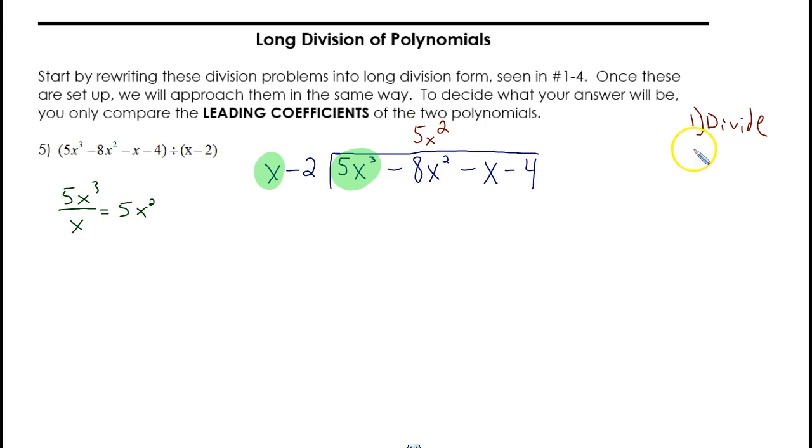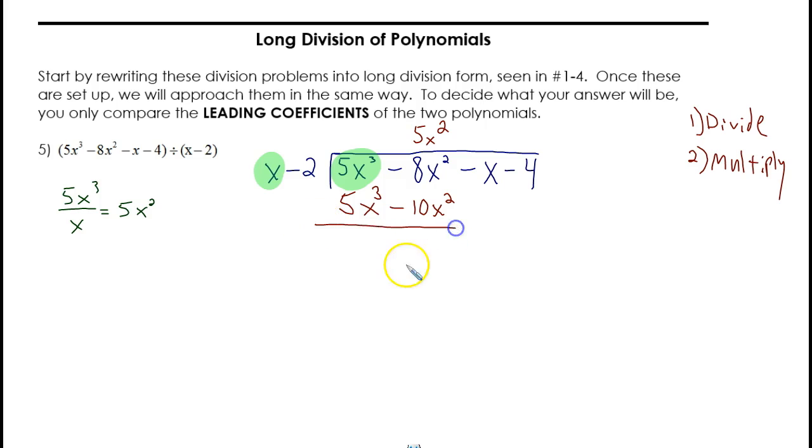The second step, once I divide, is I multiply. I'm going to multiply 5x squared times x minus 2. So 5x squared times x is 5x to the third power. And 5x squared times negative 2 is minus 10x squared.